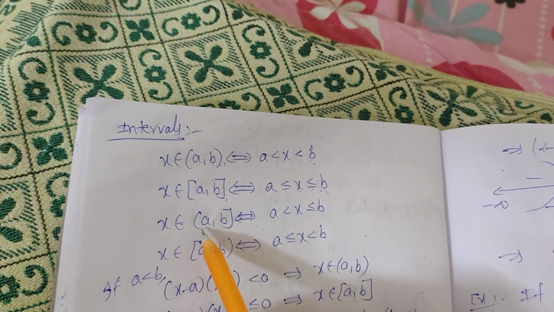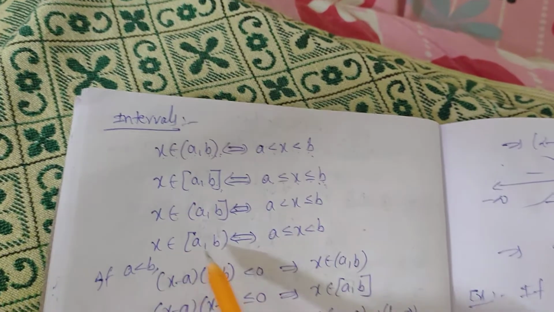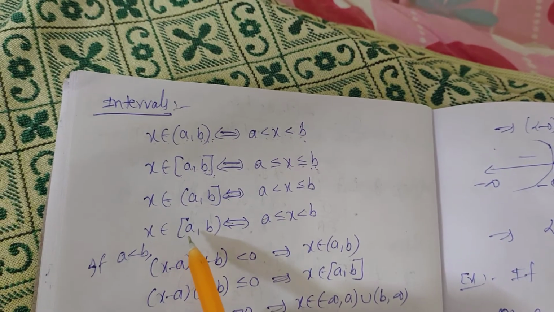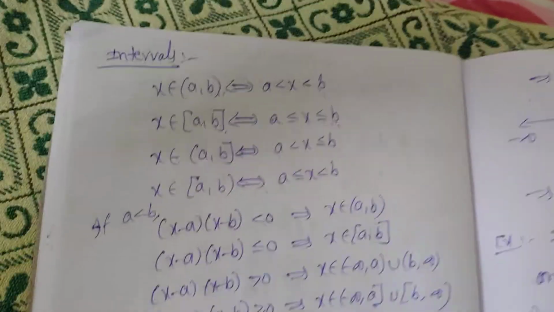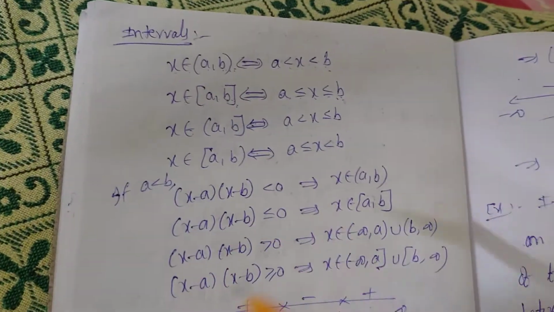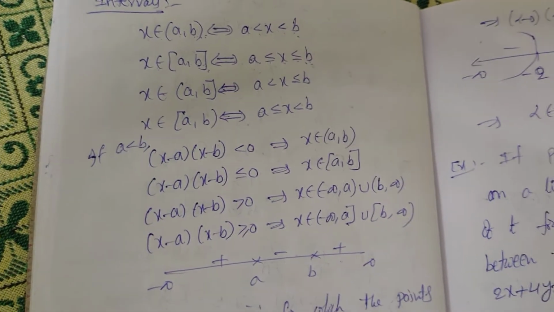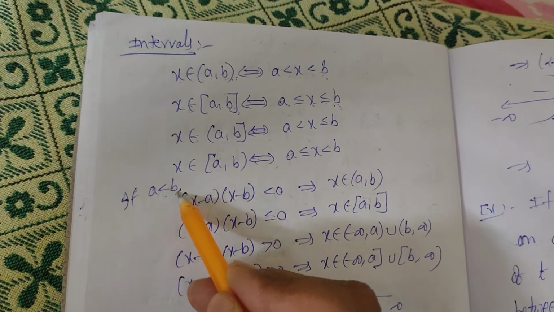So x belongs to (a, b], if and only if a < x ≤ b; the equal symbol means x may be equal to b. And x belongs to [a, b) means if and only if a ≤ x < b. Okay, so I am giving the wavy curve method for any factors.